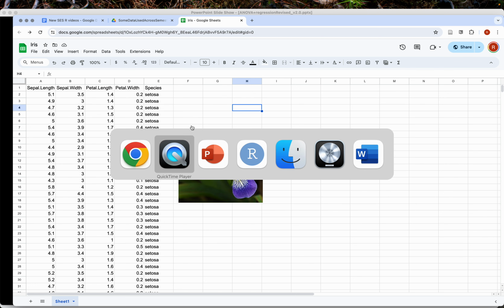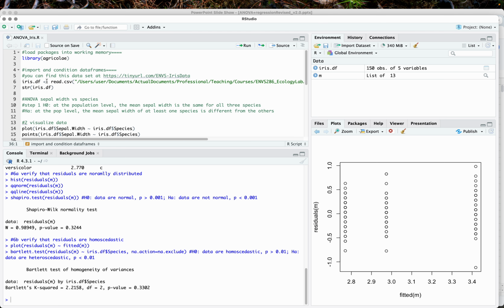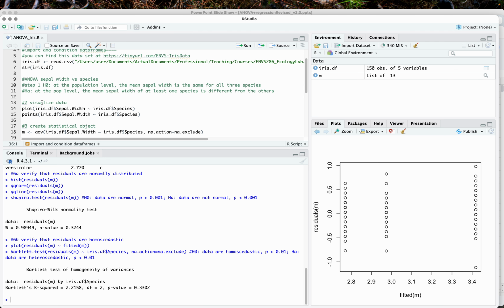Okay, so here we are back at the same script. I've saved it as anovairis.r, the same script from the previous video. So we brought in our iris data frame here and checked it out. And then I did this whole analysis of the sepal width versus species.